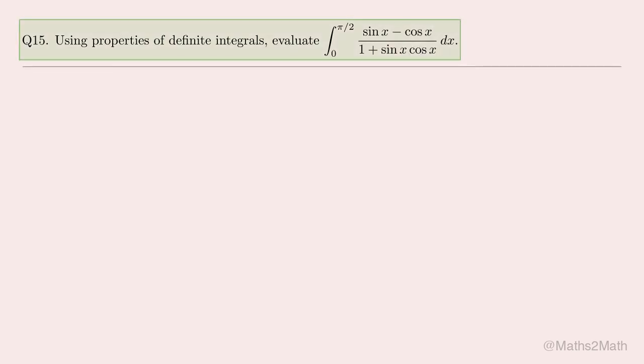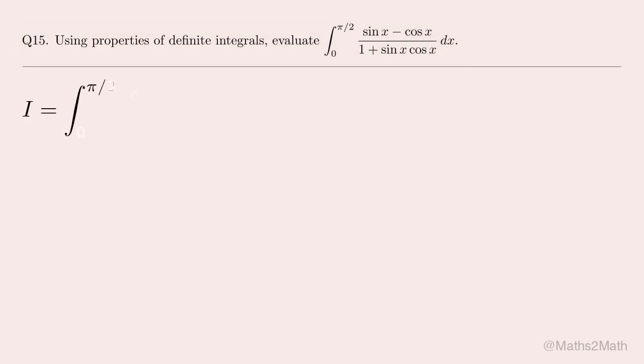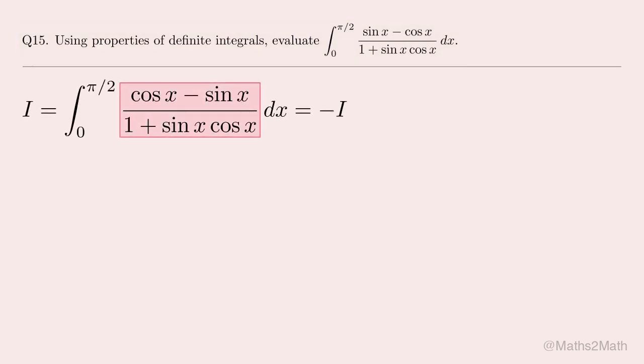Question 15. The reflection flips the numerator's sign and fixes the denominator, I equals minus I. Swapping x for pi over 2 minus x sends the integrand to its negative. The only number equal to its own negative is 0.